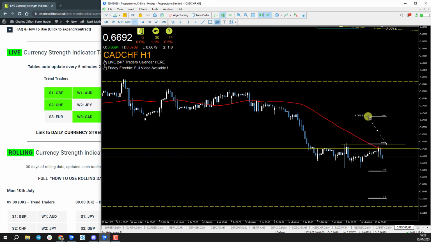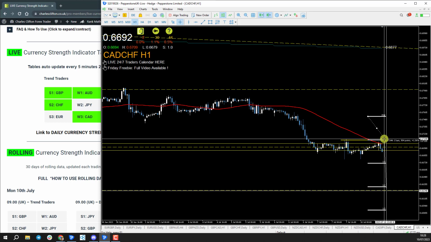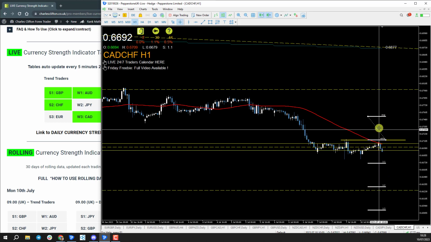It says a 44 pip stop loss, but if we were to round that, let's say to 40, then we've got a 1 to 2 risk reward ratio, because we've got like a 90 pip target with a 45 pip stop loss. So there's something to also consider going in there.